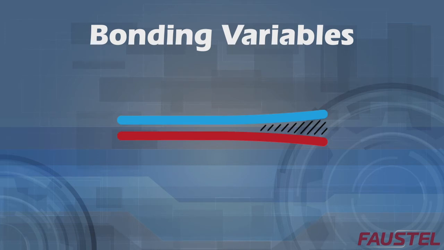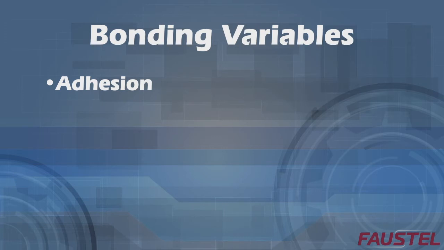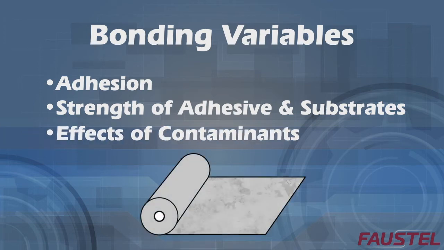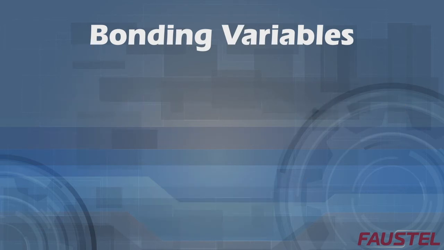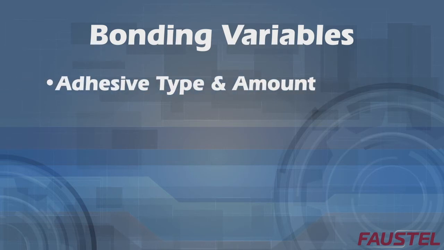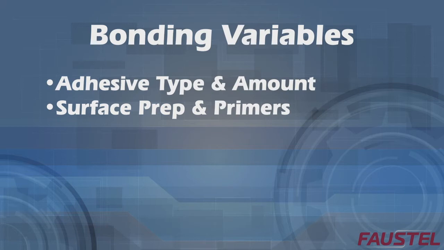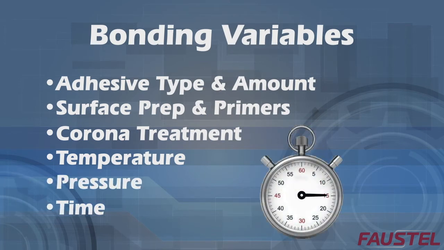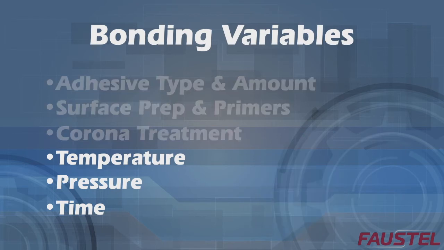The laminate's ultimate bond strength is determined by the adhesive's specific adhesion to each web surface and the inherent strength of each adhesive and substrate. This is further complicated by effects of contaminants on or in the adhesive or material applied. Many techniques are used for bond enhancement: selection of adhesive type and amount, surface preparation and primers, corona treatment, temperature control, pressure, and dwell time. Of these, only temperature, pressure, and time are laminator related.